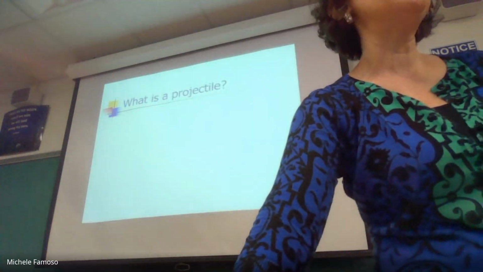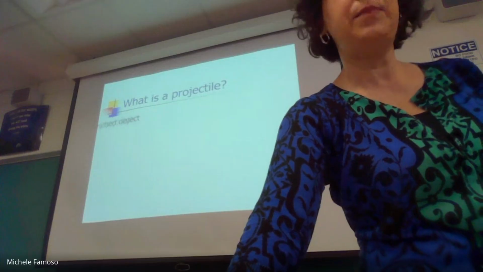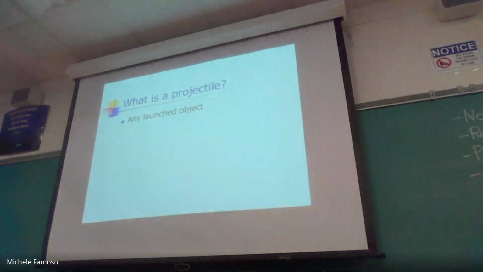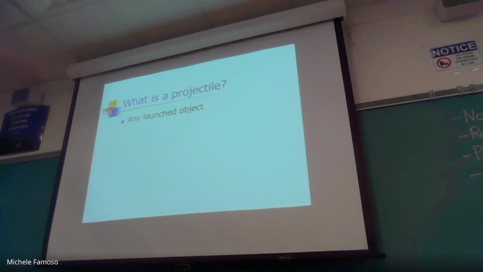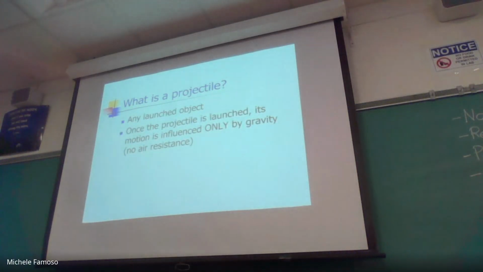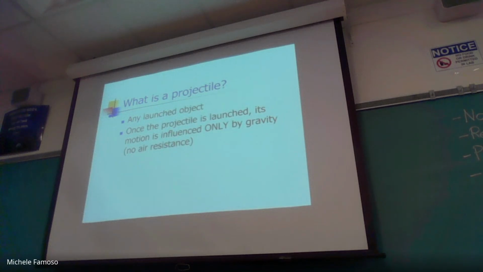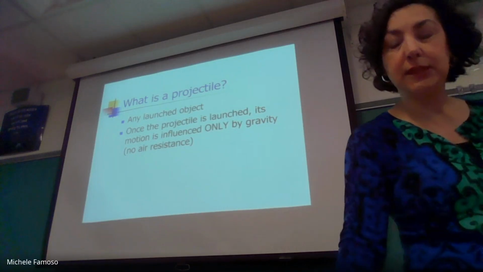All right, so let's get started with our first vocabulary term, which is the term projectile. What do we mean by a projectile? A projectile is any launched object. So you are launching something. Once it's been launched, the only thing that influences how that projectile will move is gravity. We're going to continue with the assumption that there is no air resistance to deal with, specifically because we don't have the mathematics that we need to be able to solve problems with air resistance in the Regents course.